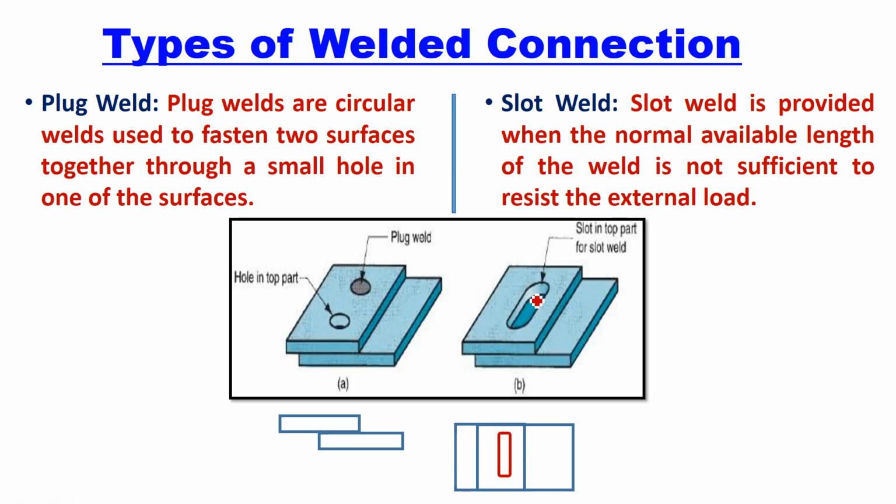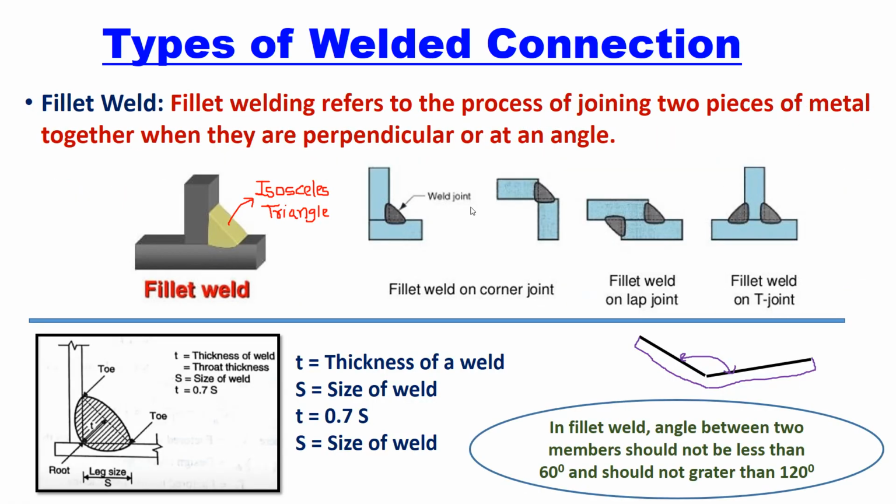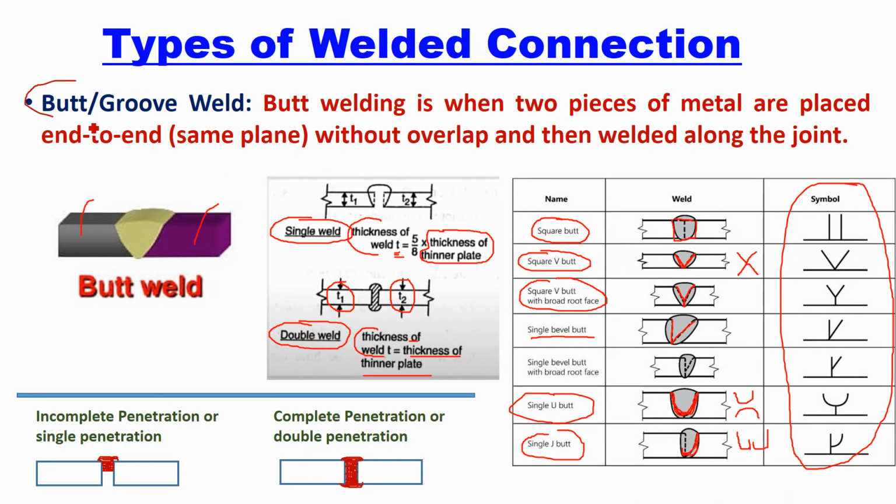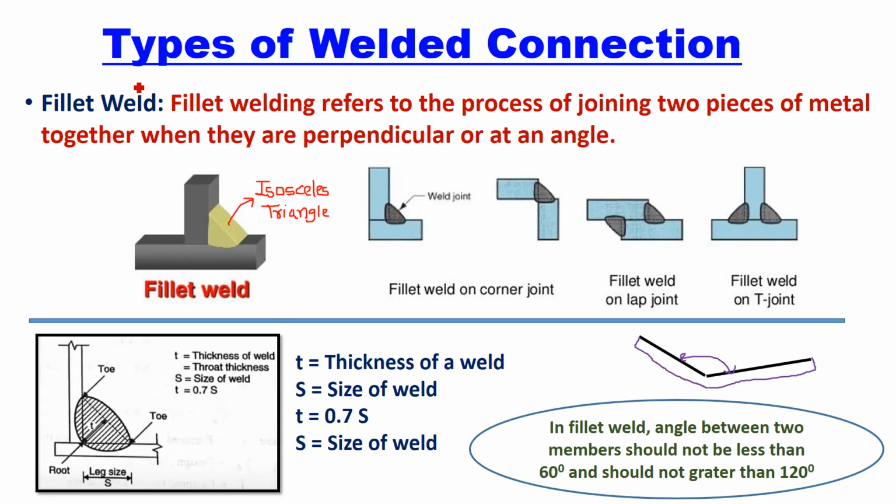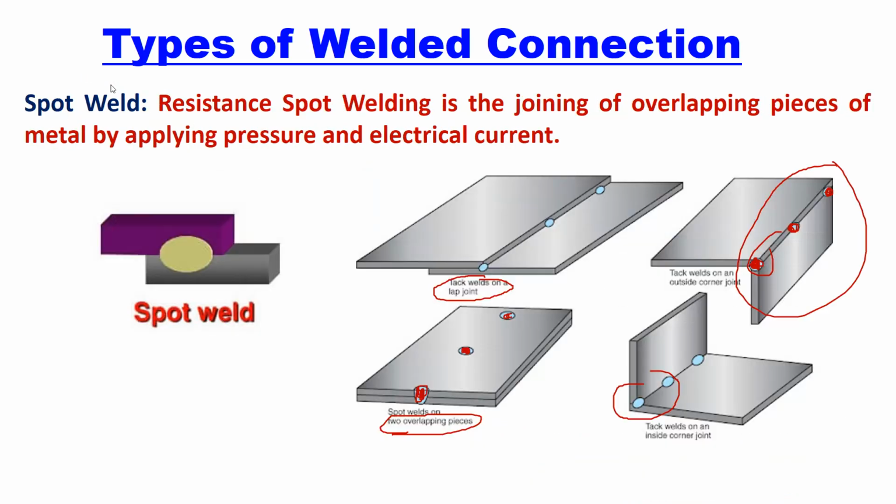So these are the four important types of welded connection, that is butt weld, fillet weld, spot weld, plug weld, and the slot weld. Out of all these welded connections, the most important to understand are butt welded connection and fillet welded connection, which are most commonly used in steel structures. I hope all of you understand what a welded connection is.